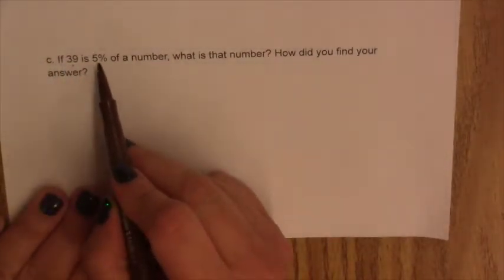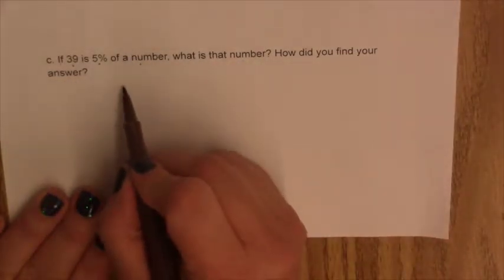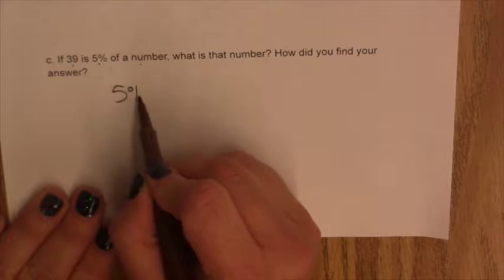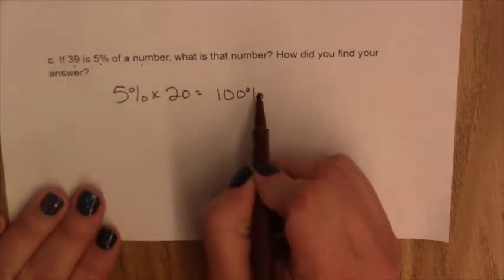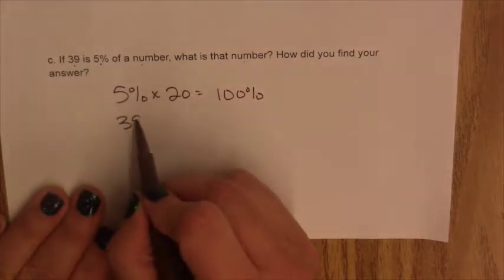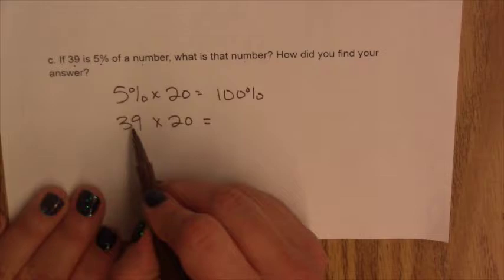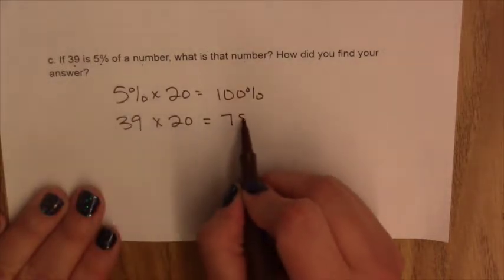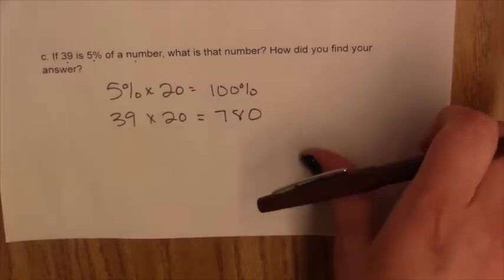If 39 is 5% of a number, what is that number and how did you find your answer? Well, I know that 5% times 20 gives me 100%. So I'm going to do the same thing to my 39. So 39 times 20 gives me, if I take 39 times 2, that's 78, and then add on a 0, so 780.